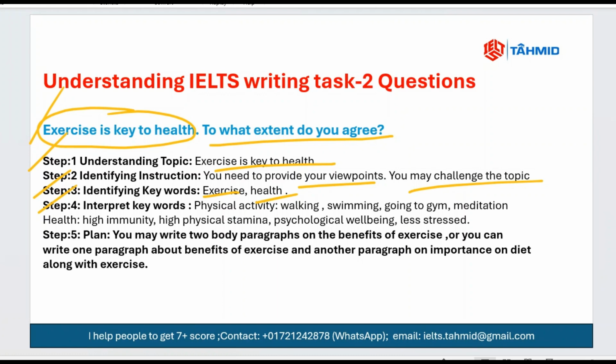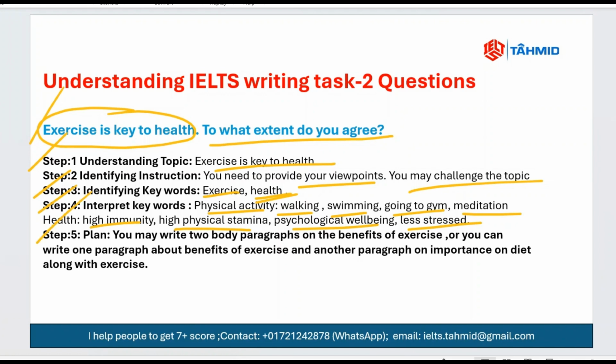To interpret the word exercise, we can mean physical activity, walking, swimming, going to gym, and meditation. However, for the word health, we can mean it in different ways as well. For example, high immunity, high physical stamina, psychological well-being, and feeling less stressed.